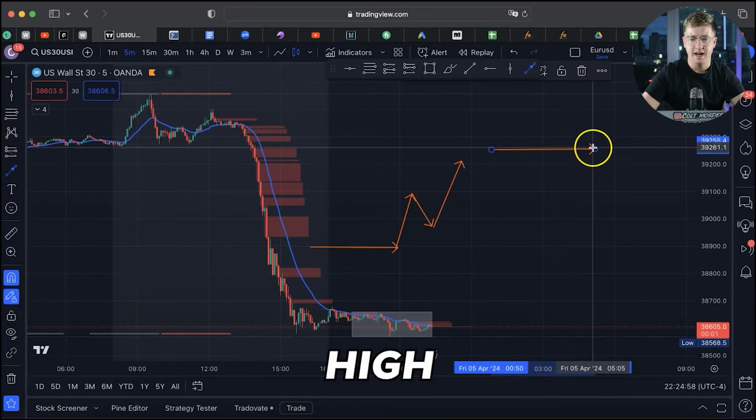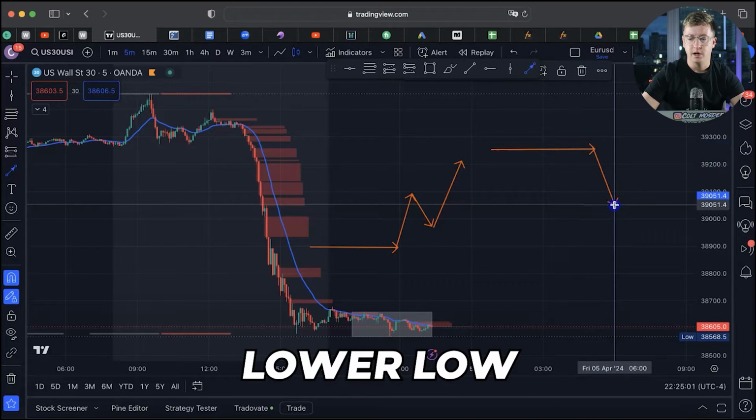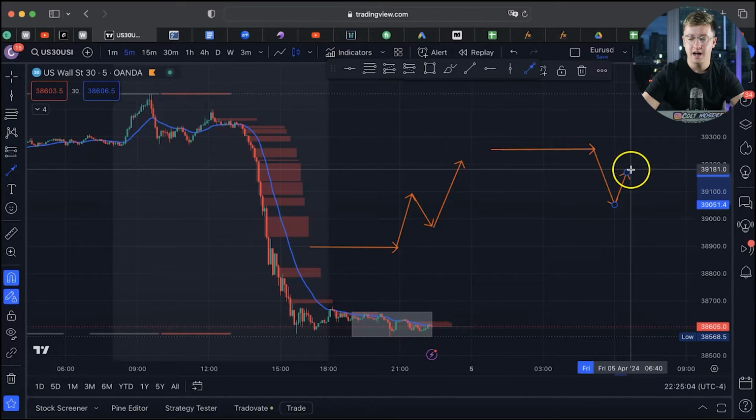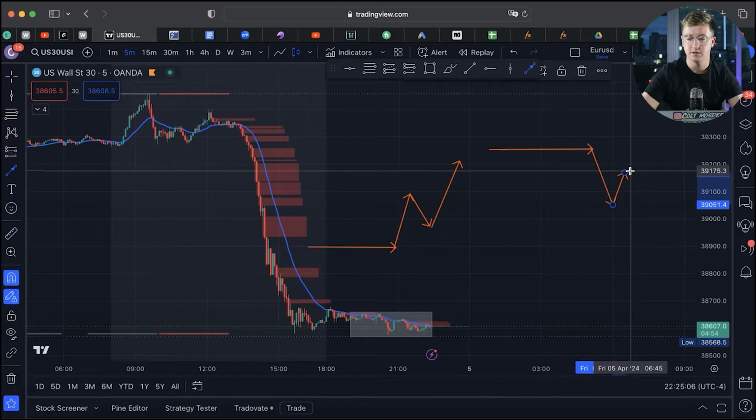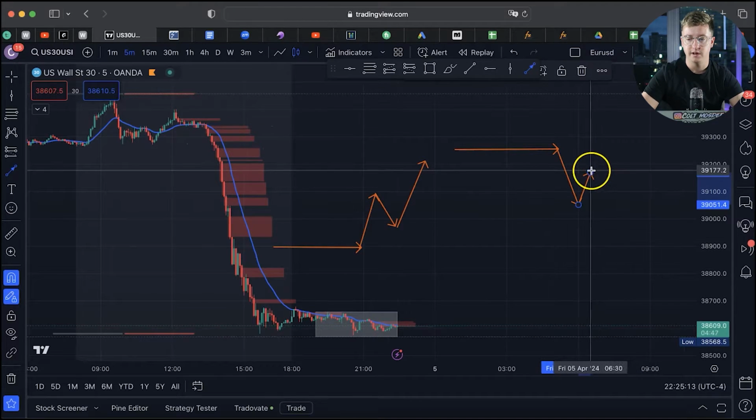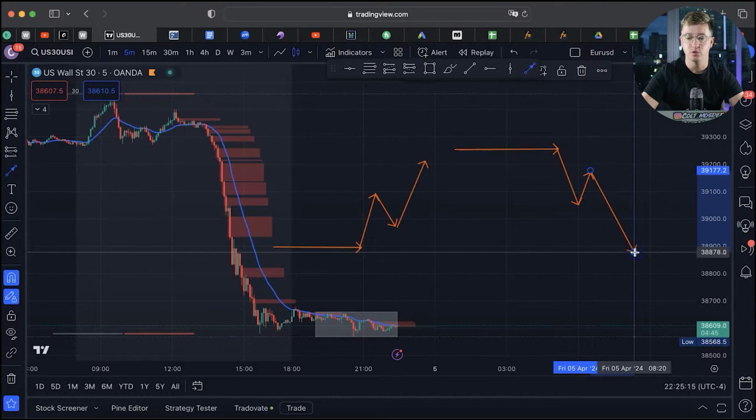I want to see price make a high, then I want to see price make a lower low, then I want to see a lower high. Within that lower high, I want to see what I just mentioned: rejection of Fibonaccis, our key levels, reversal candle. Mainly what we're looking for though is a fair value gap, and then we want to see price move lower.